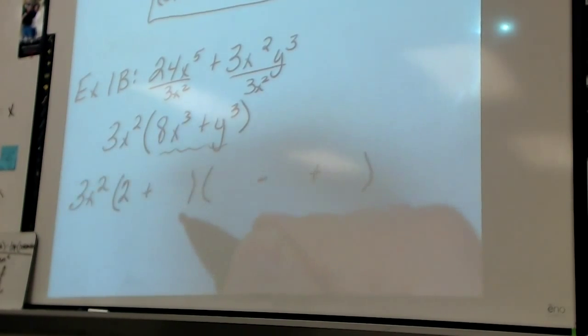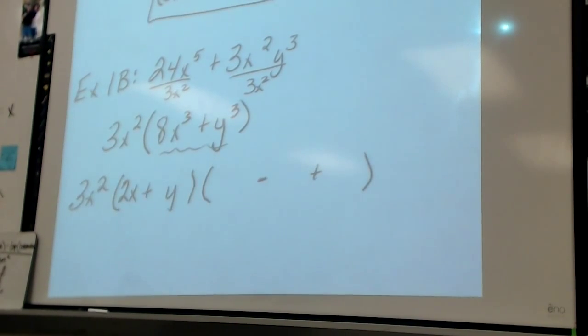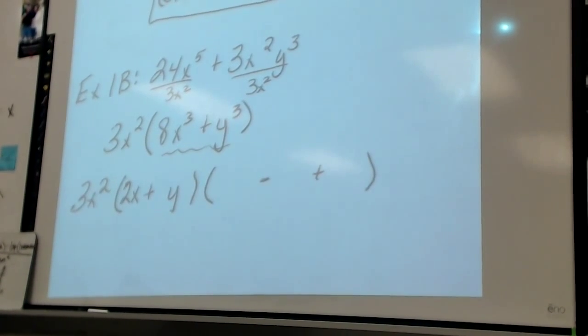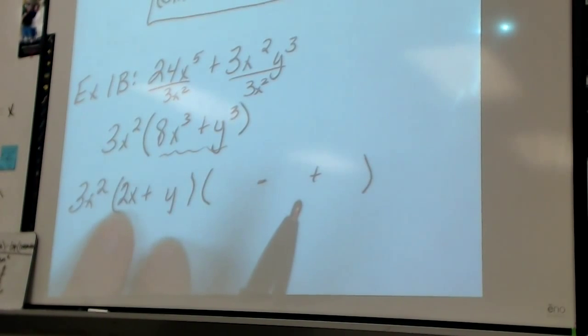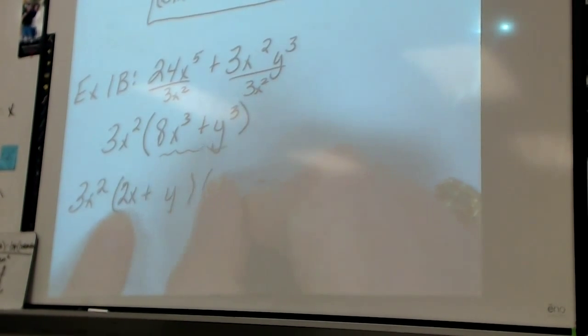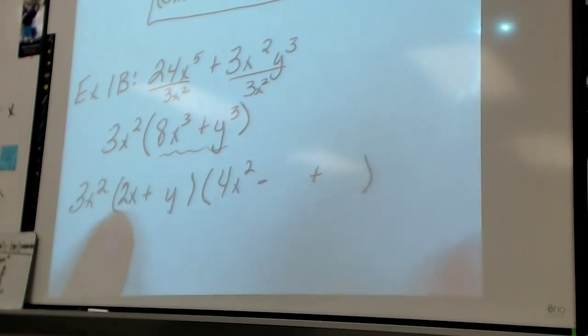All right, so now we want the cube root of 8x cubed. 2x. And we want the cube root of y cubed. Why? Yes. Because what did we multiply together times itself 3 times? That's y. That's your cube root. All right, now we want to square the first one. So what's 2x squared? 4x squared. We want to multiply the two terms together, 2x times y, so 2xy.